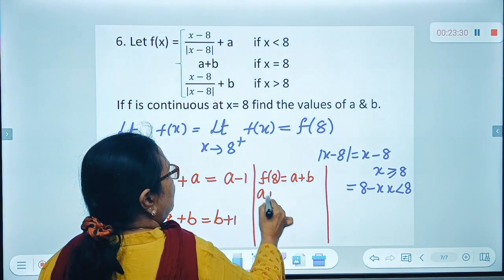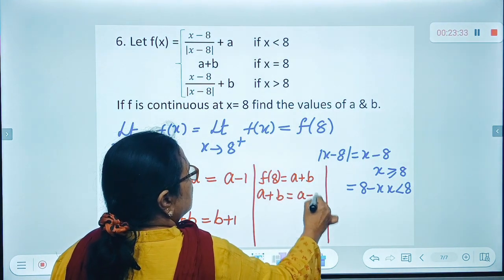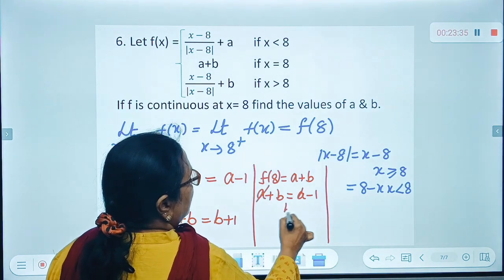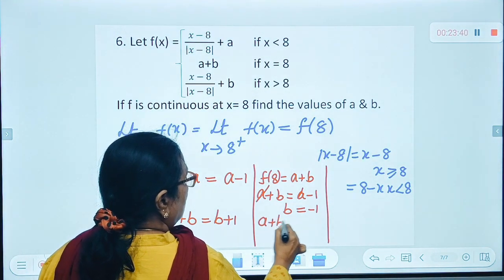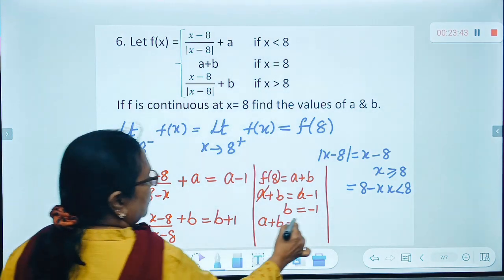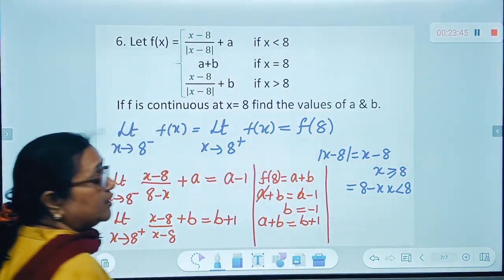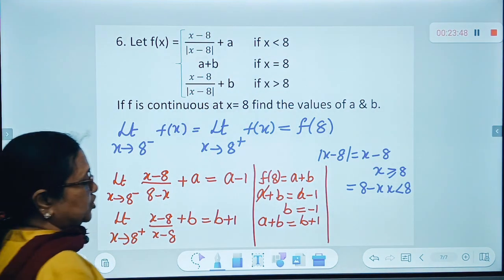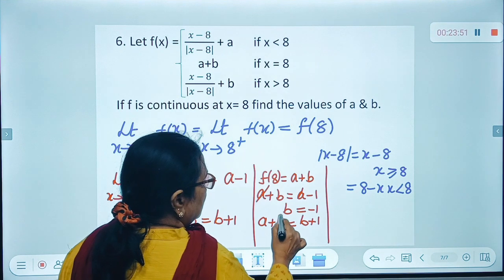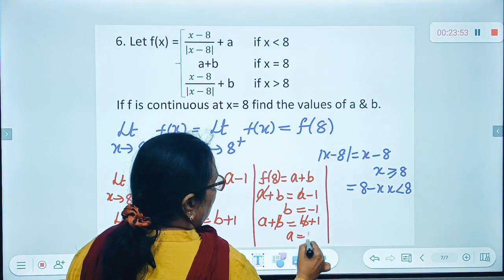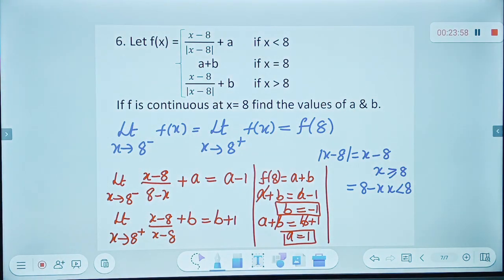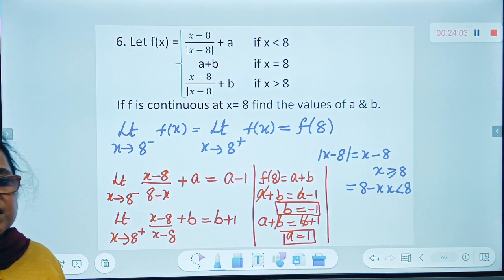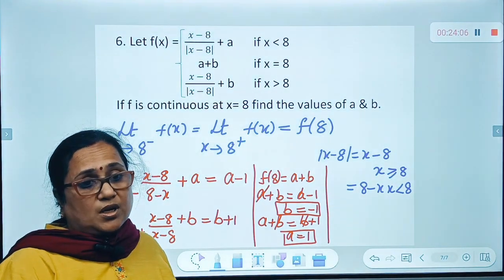Now a plus b equal to a minus 1. So you get b equal to minus 1. Now a plus b is also equal to b plus 1, because left hand limit equal to right hand limit, and both of them are equal to the value of the function, that is f of 8. So you get a equal to 1. So a equal to 1, b equal to minus 1 if the function is continuous at x equal to 8. Are you able to understand how to solve problems based on continuity?